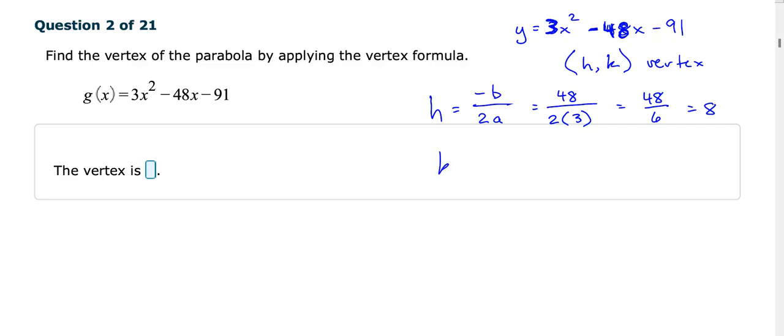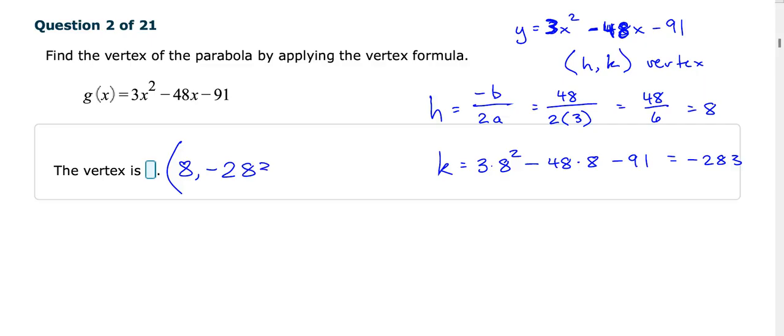Now for your k value, you're going to plug in 8 everywhere you see an x. And when you do that arithmetic, you should get negative 283. So the vertex is the coordinate 8, comma, negative 283.